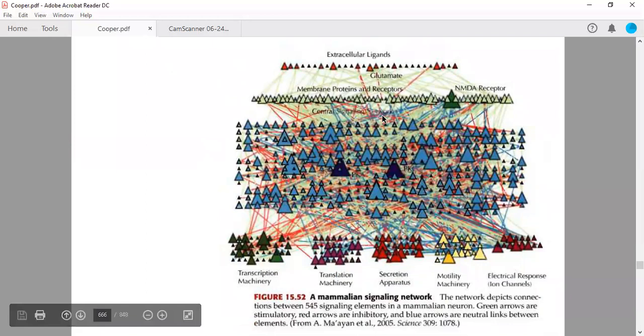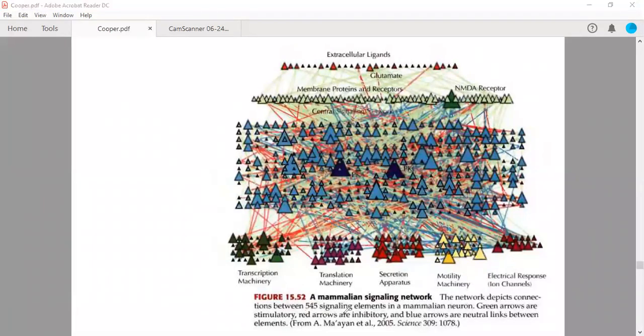Suppose all the signaling is happening at the same time in a single cell. In a single mammalian neuron, 545 signaling elements have been reported. So it will lead to the formation of this type of junction, where all the signaling pathways are crossing each other. And these links may be of three types. If you are able to see, the green arrows are stimulatory, they will stimulate the signal transduction. Red arrows are inhibitory, and blue arrows are neutral links between different signaling pathways.